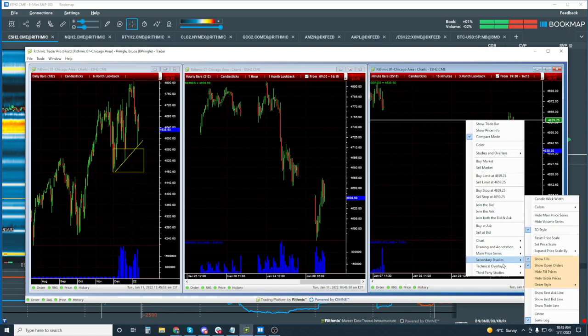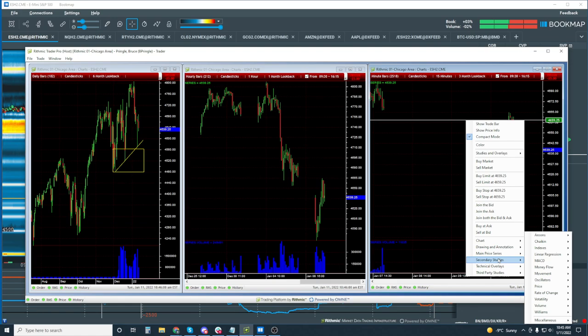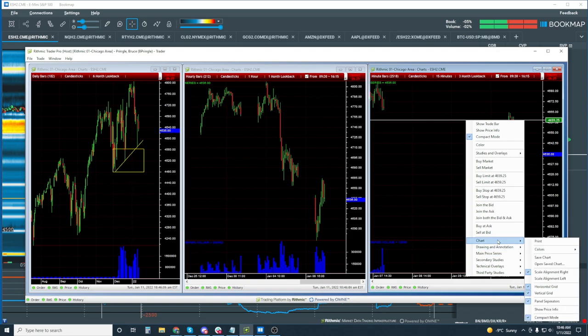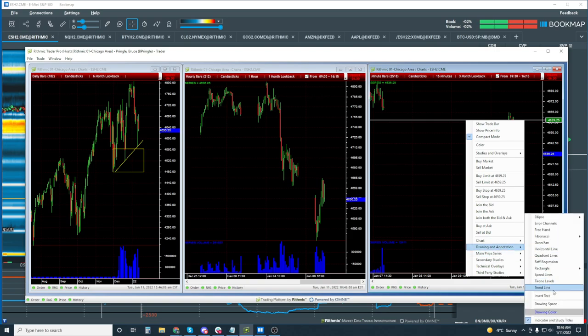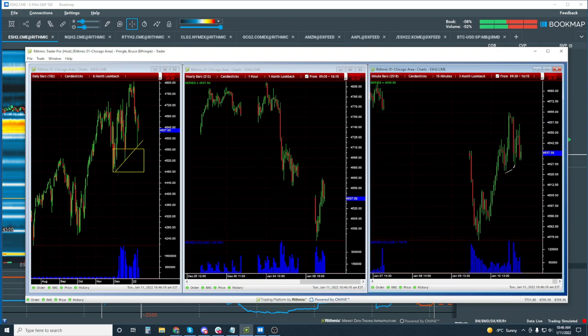And I don't know, I may have to get some higher time frame software in here to go through this, or just get much better at it. Trend line. Something like that.